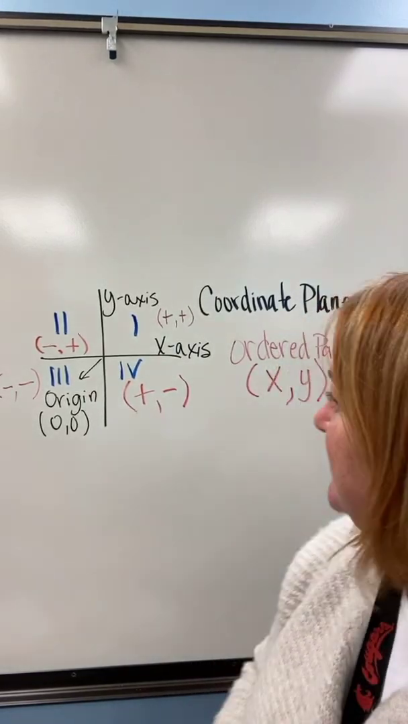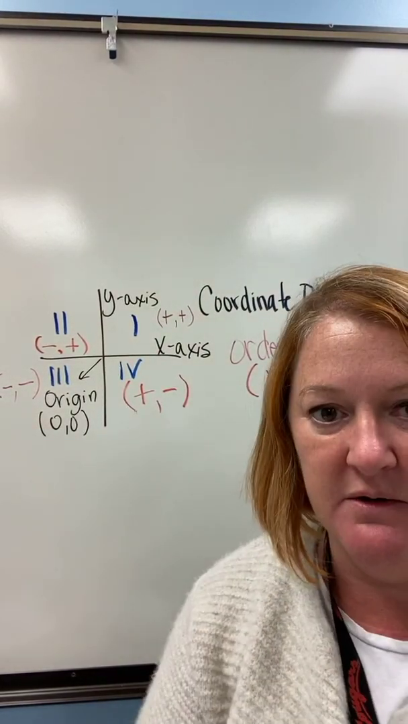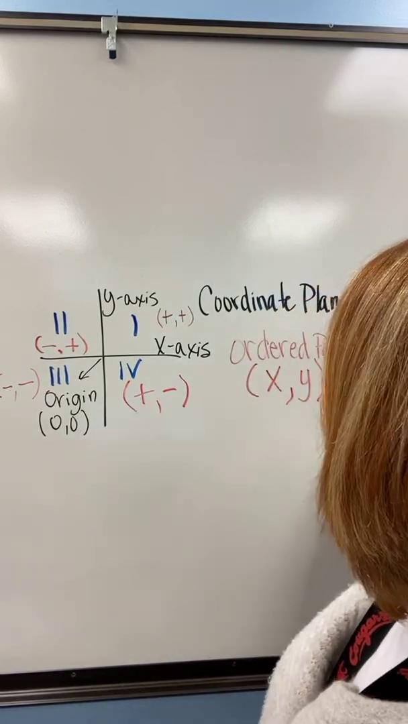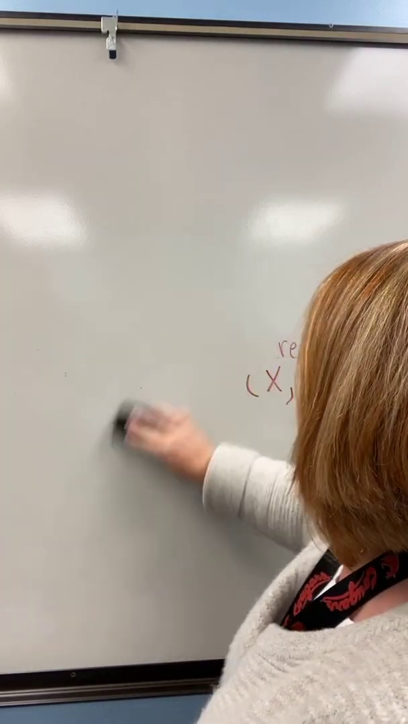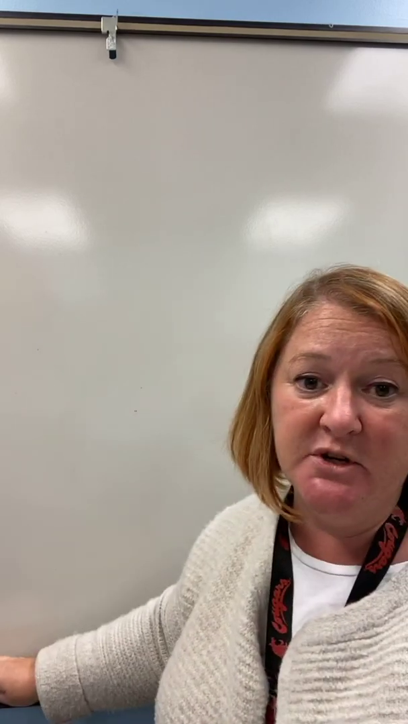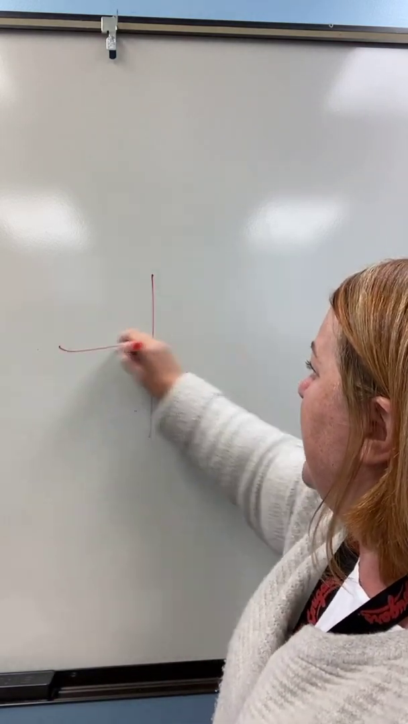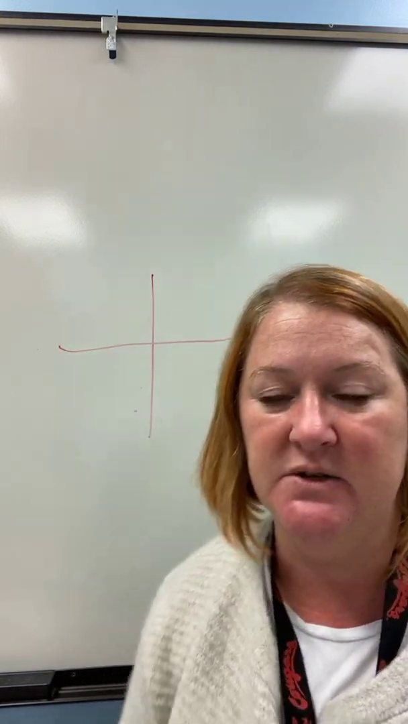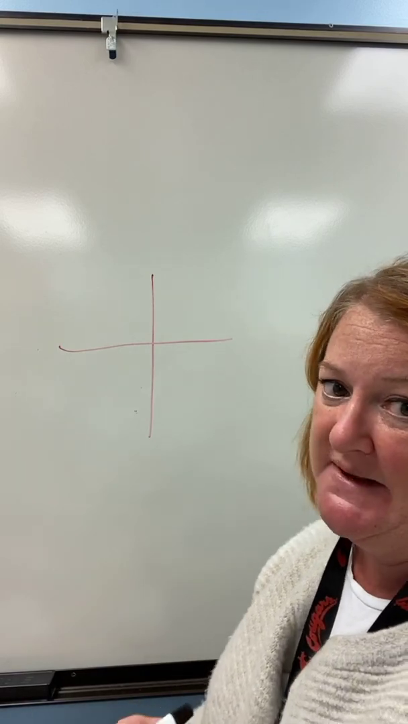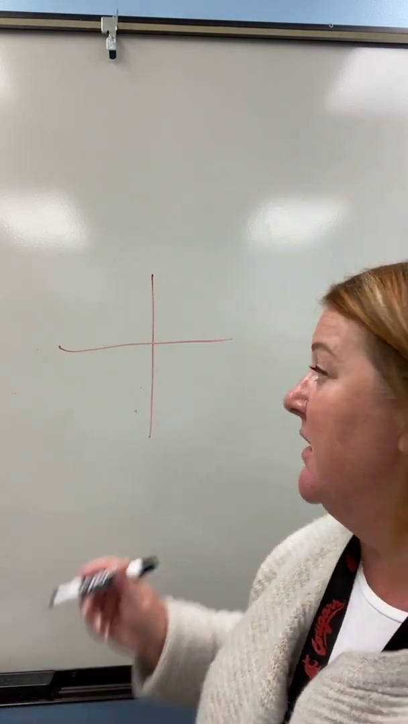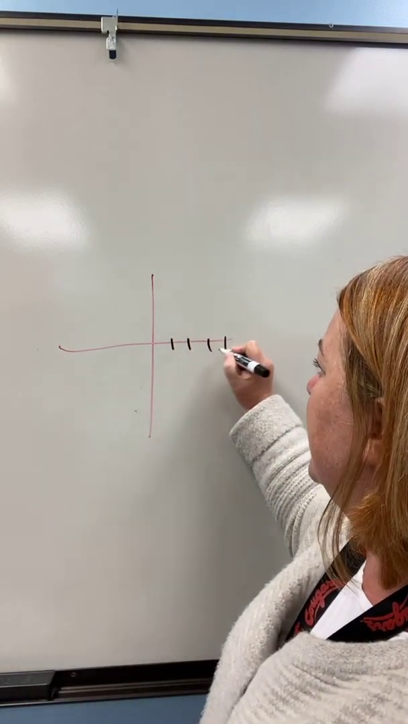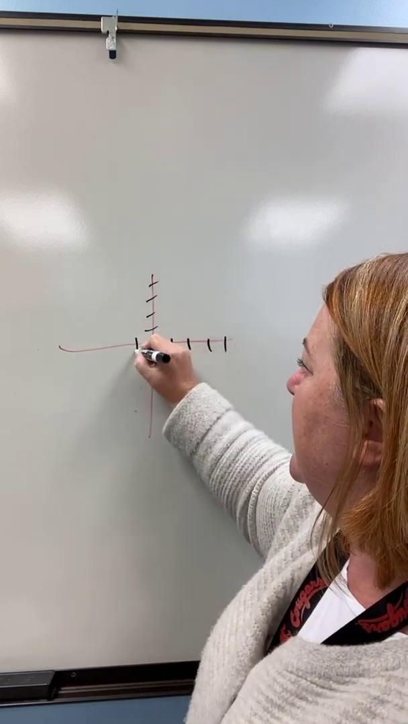So I'm going to erase this. This is in your workbook too, so if you want to take the definitions out of there instead of using the video, you can do that. But to plot a point is what we say. So to plot a coordinate pair, you're going to go your x first, then your y.